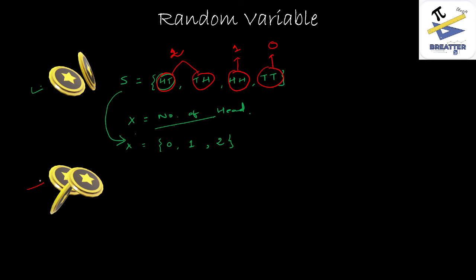This example can also be understood with the number of heads when 3 coins are tossed, but here one thing is different. That means the number of possible heads can be 0, either 1 or 2, or it may be 3. So students, these are the examples of random variable.